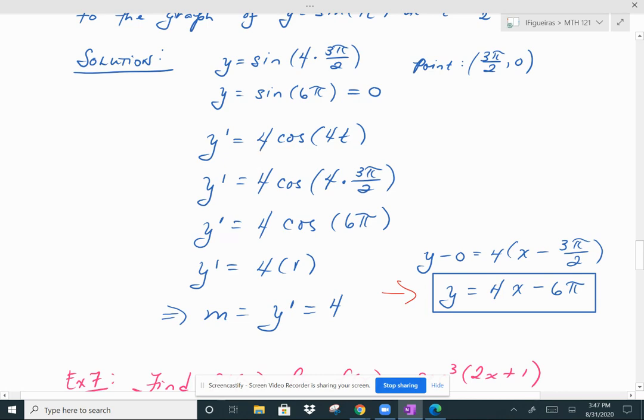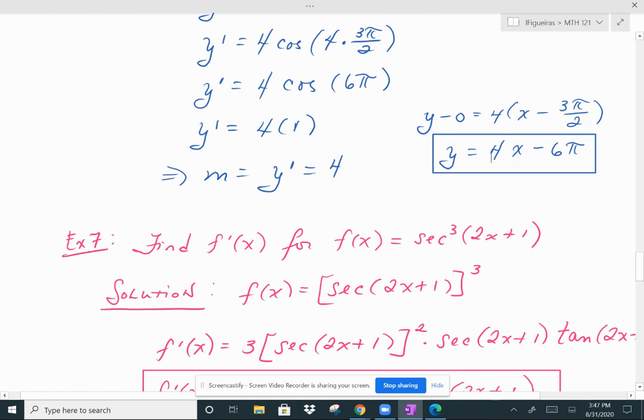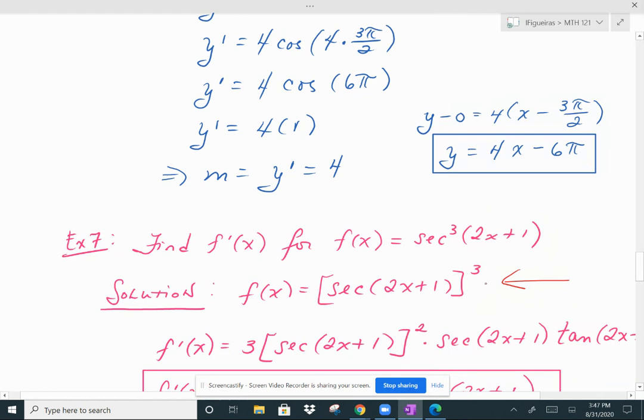Okay, so let's move on to another example. Here we want to find f prime of x for f of x equal to secant cubed of 2x plus 1. So again, if I rewrite this in a different way, just to make it more obvious what your layers are, this is the secant of 2x, the whole thing is cubed, which means that your outer function is the 3, or the cubed, your middle function is secant, and your inner function is the one that you see right here, 2x plus 1.